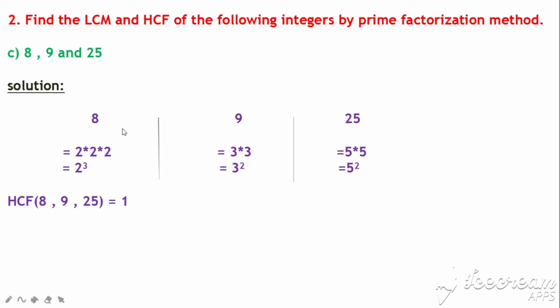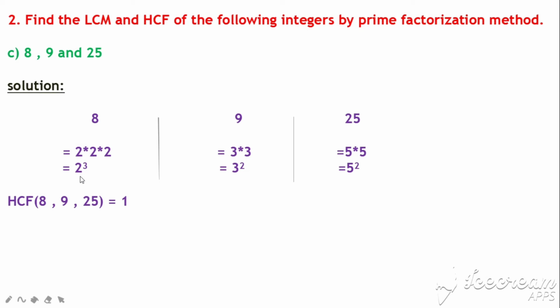Now moving on to LCM. LCM is nothing but the greatest power of each prime factor. So 2 cube, 2 is only present here and here. 2 is not present in 9 and 25. So 2 cube is the greatest power. So 3 square. 3 is not present in 8 and 25. So 3 square is the only greatest power. Now 5 square, it is the only greatest power. 5 is not present anywhere.